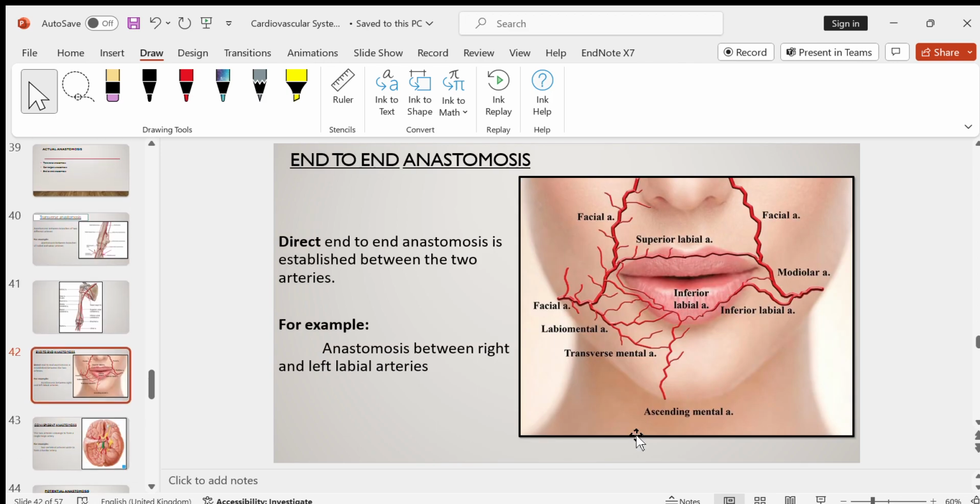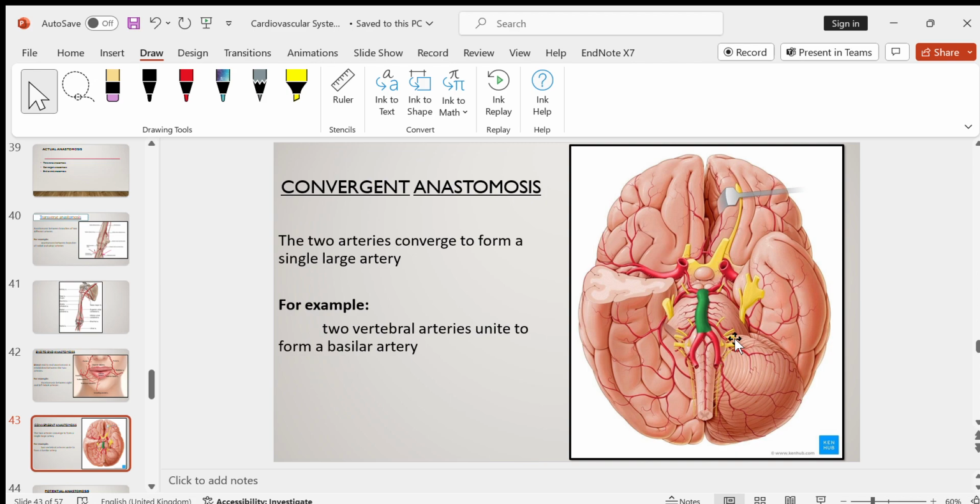Another is the end-to-end anastomosis. Here, the end arteries of a major artery connect with each other to form a collateral circulation. For example, the superior labial branch of the facial artery of the right side joins with the superior labial branch of the facial artery of the left side to form an anastomosis on the upper lip. Same is the case with inferior labials of the two sides, which make an anastomosis on the lower lip. This is an example of end-to-end anastomosis.